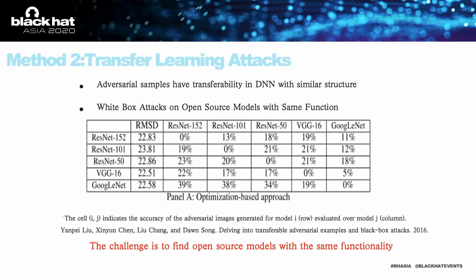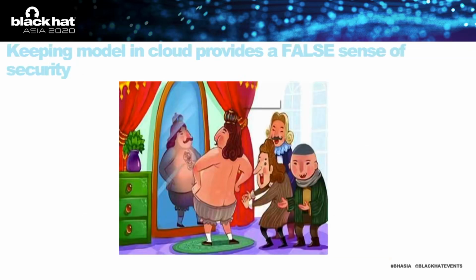The comparison chart in the paper is cited here. It shows that an adversarial effect can be transferred to some degree by using similar methods to train the model with similar function. But the challenge is how to find the open source model that is similar to the model on the cloud, because parameters and the structure of the model are hidden.